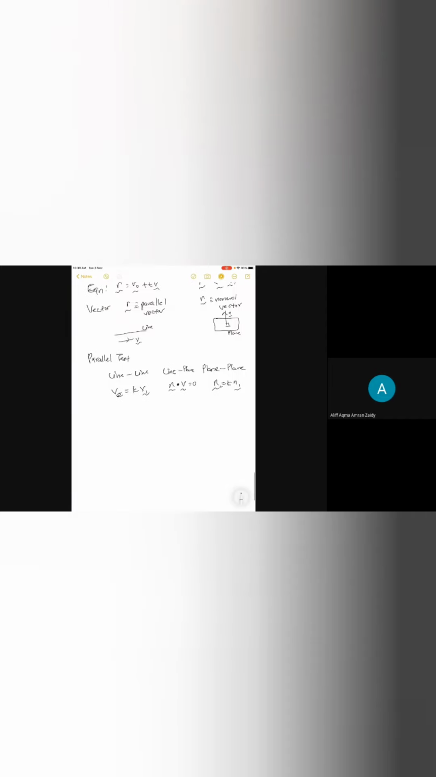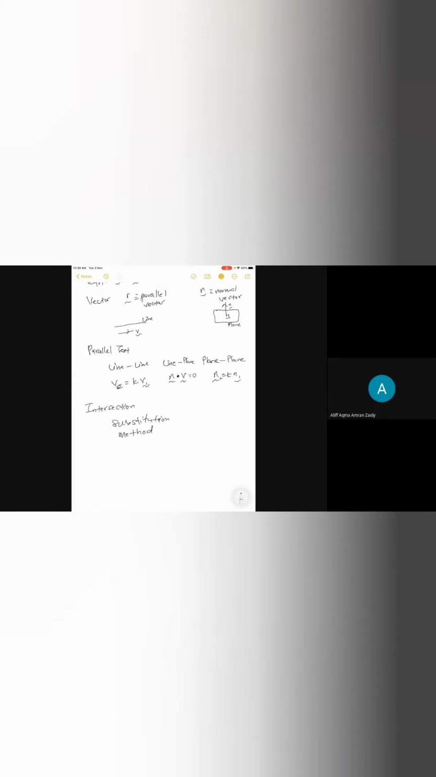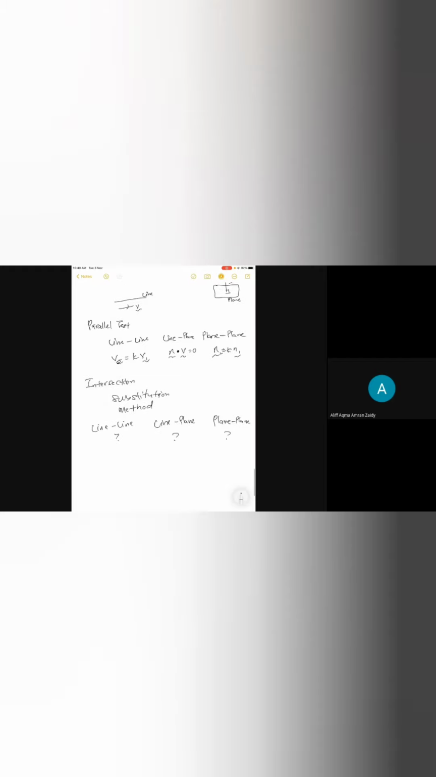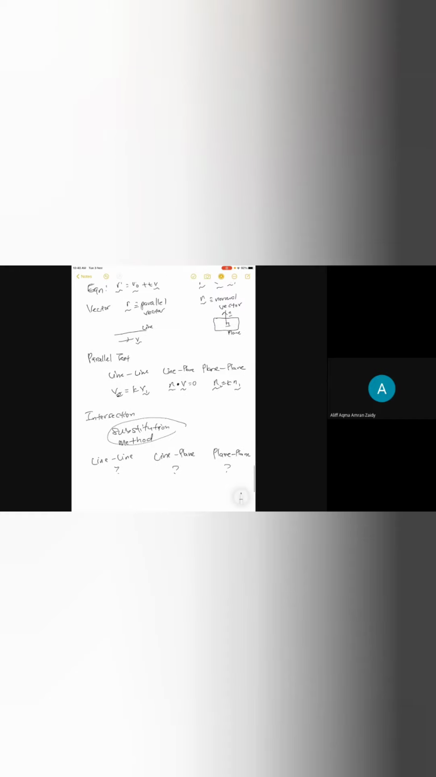Okay, and then after the parallel test, you have to know the intersection. Intersection ni guna substitution method je. Substitute lah x into x, y into y, z into z. And then if you didn't get the answer yang sama semuanya, so it is not parallel, it is not intersect, then we call it skew. So you kena tengok intersection line dengan line macam mana nak buat. Ada juga plane dengan plane macam mana nak buat. Line dengan plane macam mana nak buat. Okay, so basically dia akan guna substitution method kat situ, kalau dia intersect.